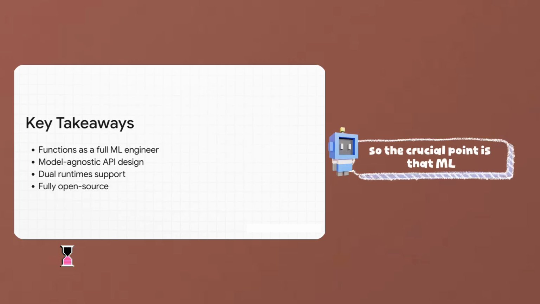So the crucial point is that ml-intern fundamentally changes how we approach building machine learning systems. It truly functions as a full ML engineer, planning and executing tasks in a continuous loop. It's completely model agnostic, giving you total freedom. It supports dual runtimes, meaning you can use your local bash environment or cloud GPUs, and the whole thing is entirely open source and extensible. It drastically shrinks that massive timeline from having a concept in your head to actually deploying a model.